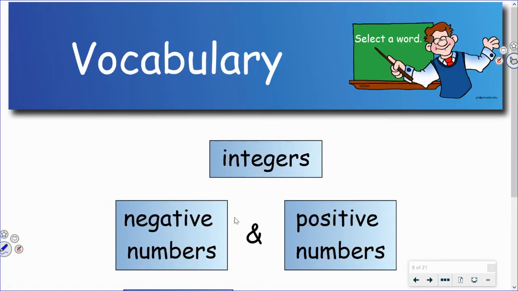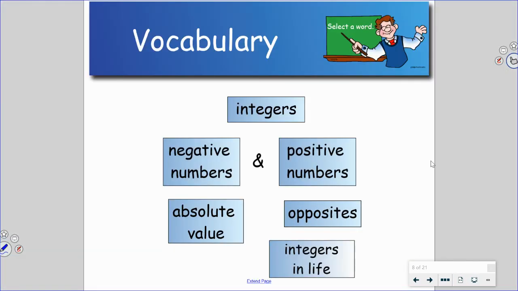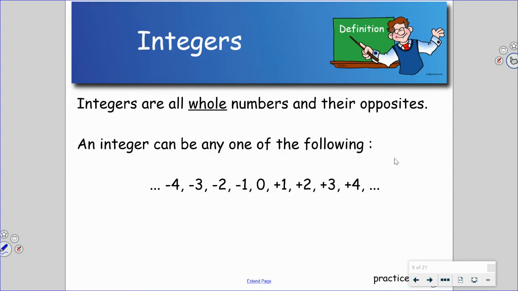All right, let's carry on, shall we? Let's talk vocabulary first. We got integers, we got negative numbers, we got positive numbers, absolute value, opposites, and integers in life. I'm going to talk about each of these one at a time. And of course, you have a notebook so you can write some notes. Here we go with integers, ladies and gents.